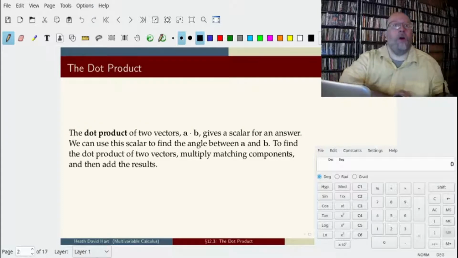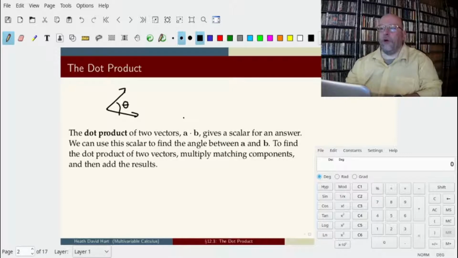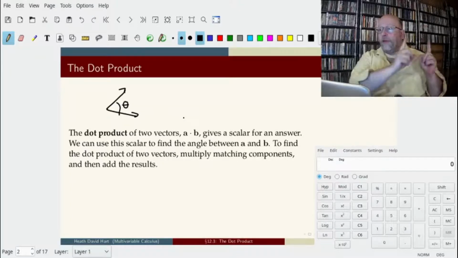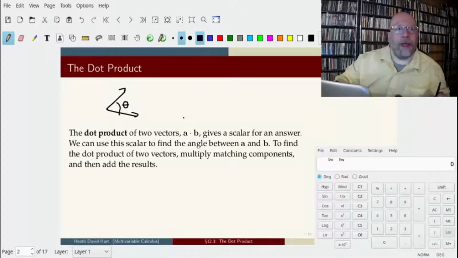When we talk about the dot product of two vectors, we are calculating a scalar from these two vectors that helps us calculate the angle between A and B. It gives a scalar for an answer that we can use to find the angle. To find the dot product of two vectors, we multiply matching components and then add the results. So we'll multiply the x coordinates together, then the y coordinates together, and then the z coordinates together, and we add them all up and get a grand total.